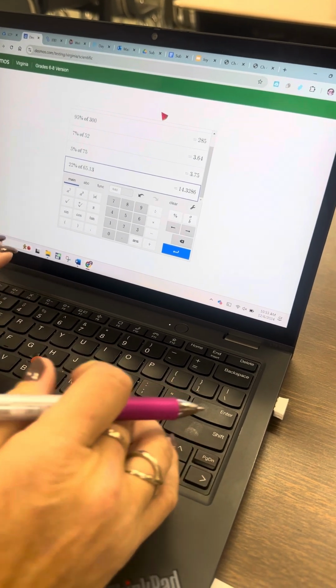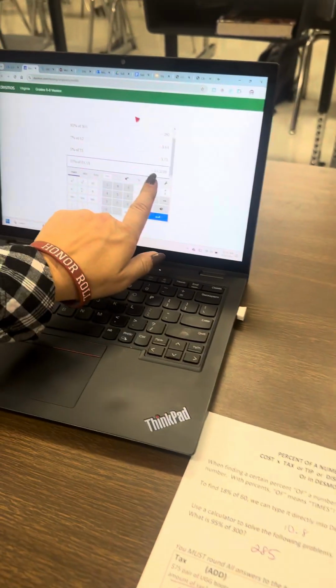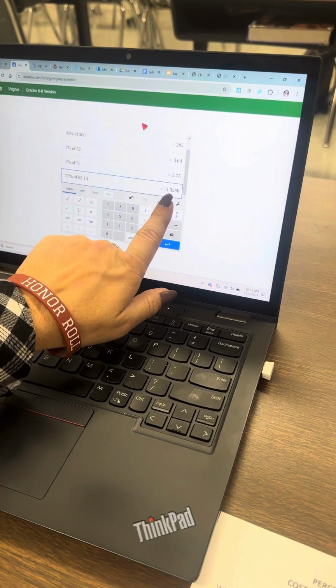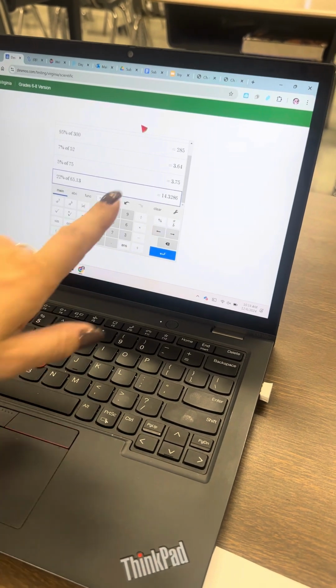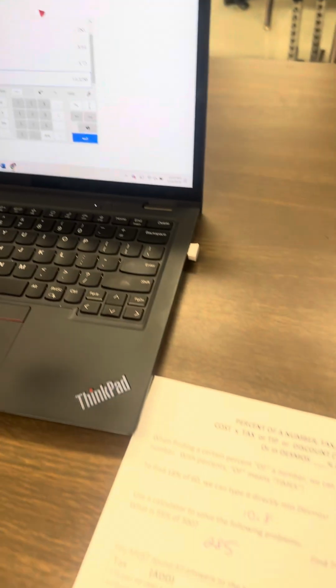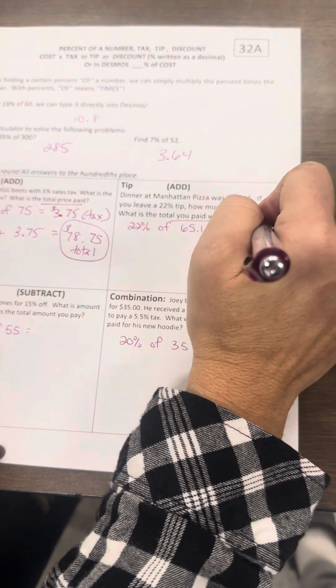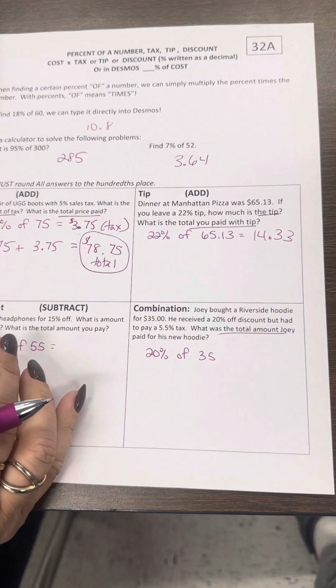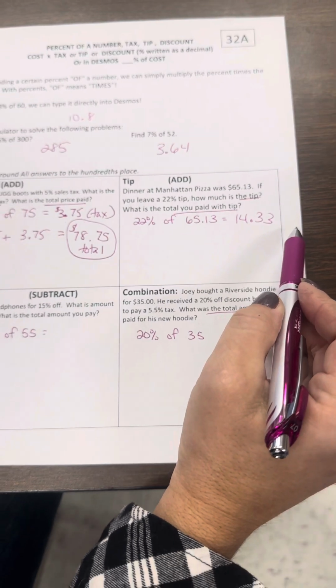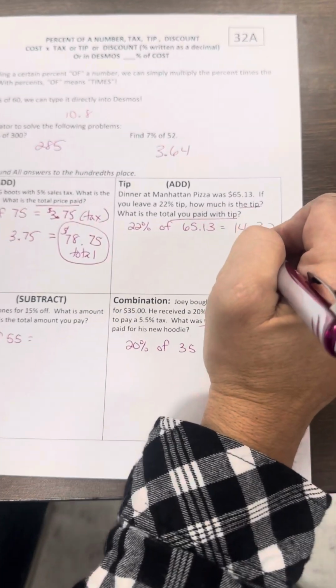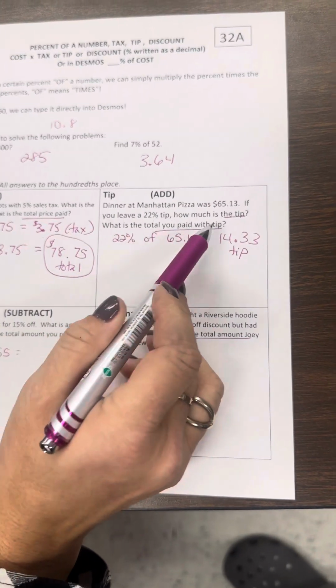$65.13. Now in this case, we do need to round this to the second decimal place because it's money. So the 8 tells you to round the 2 up, which gives you $14.33. It is important that you round properly because in our money system, we have tenths of a dollar, we have hundredths of a dollar, we do not have thousandths of a dollar. So this is how much you're spending on the tip. That answers the first question.